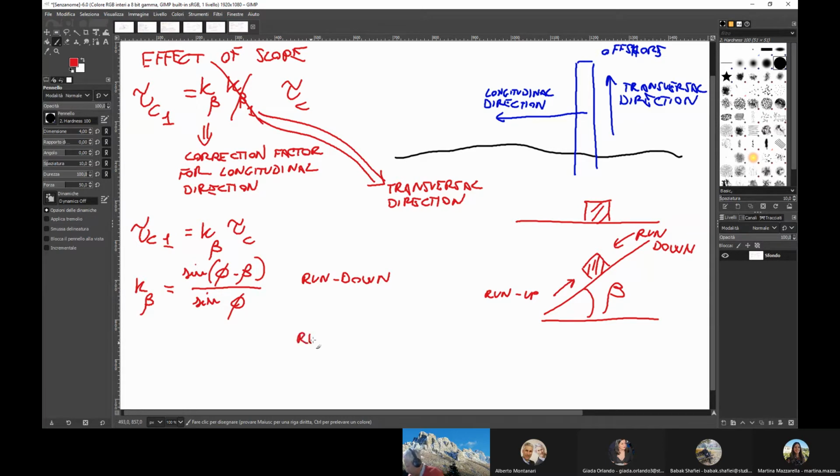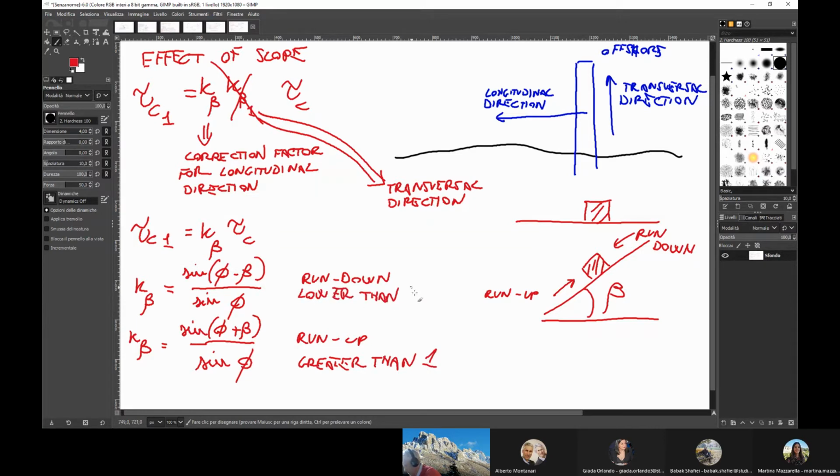What happens for the run up then? I am expecting that the correction factor is different. K beta is equal to, very similar, sin of phi plus beta divided by sin phi. And this is greater than 1. We will see with an exercise, greater than 1. And this is lower than 1. Okay.